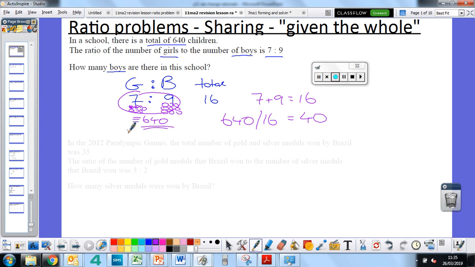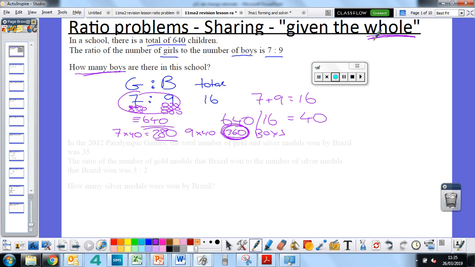So for the girls, we've got 7 lots of 40, which is 280. And for the boys, we have 9 lots of 40, which is 360. The question asked us how many boys there are. The final answer is 360 boys. Now that's the simplest type of question you will get, because it tells you the ratio and it tells you the whole, what all of them are worth.